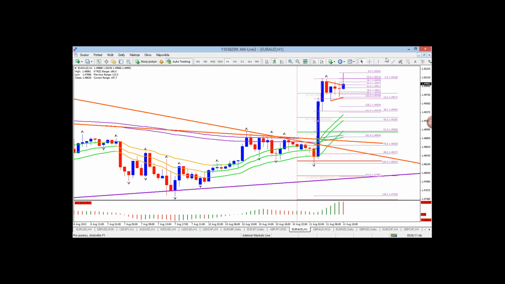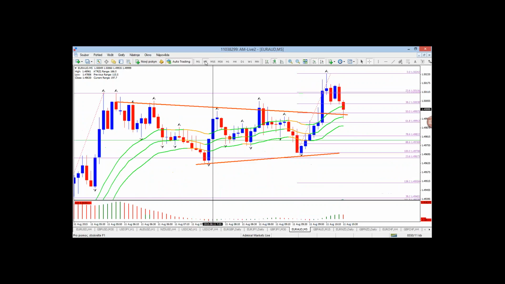One way could be just to take a look at the hourly chart, take a look at this hourly candle and see if the candle closes near the high this hour and wait for retracement of this hour's candle next hour at the 50 fib. That could be a bit more conservative way. More aggressive way would be to look at this 5-minute chart.